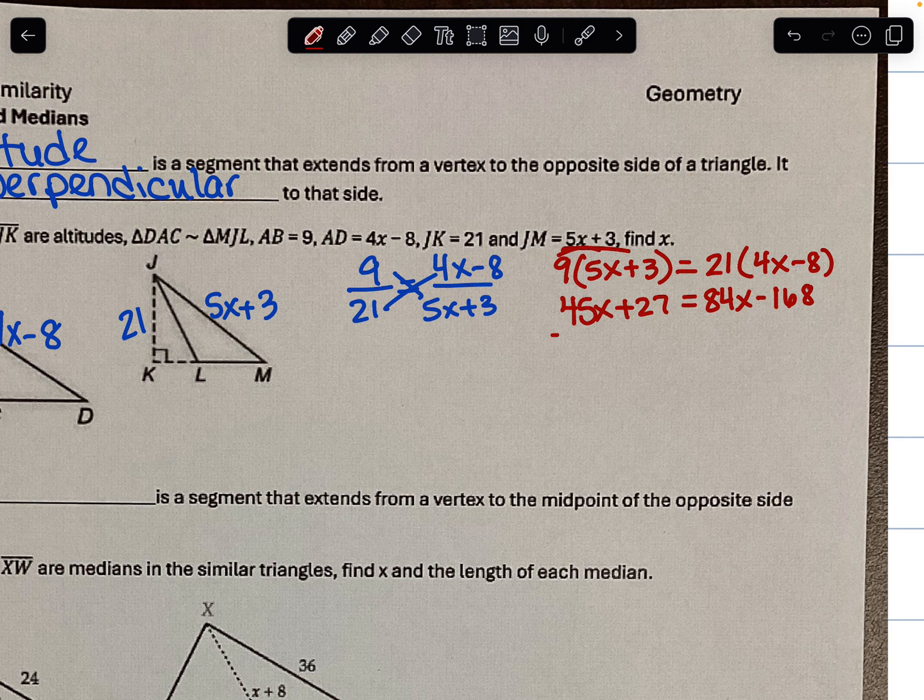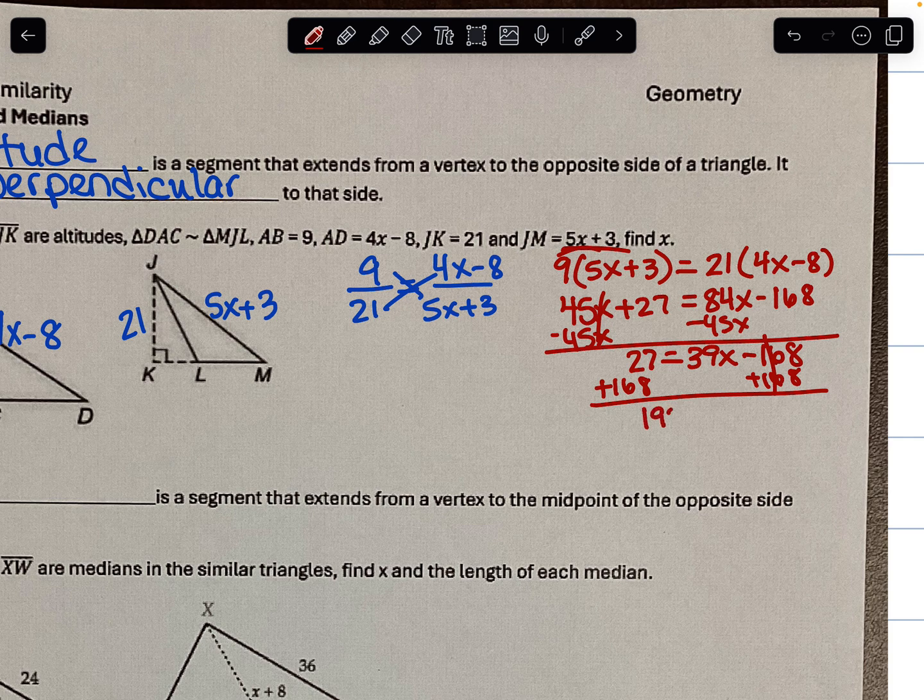Striker, what would you do next if we're solving for x? Subtract 45. Perfect. Subtract 45x from both sides. 84x minus 45x will give you 39x. Kevin, then what? 168, yes. Make sure that says 168 there at the end, not just 16. Okay, 27 plus 168 is 192.